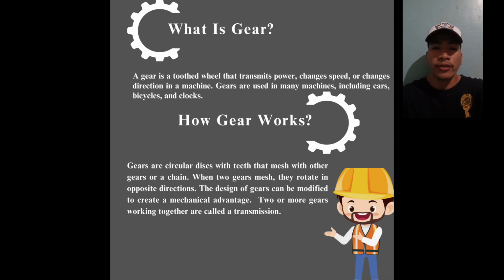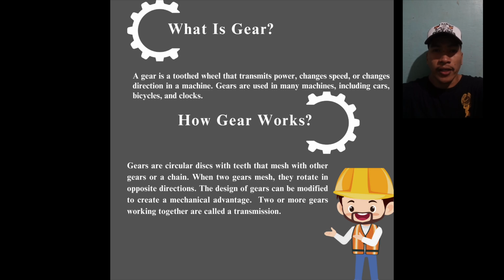How gears work. Gears are circular discs with teeth that mesh with other gears or a chain. When two gears mesh, they rotate in opposite directions. The design of gears can be modified to create a mechanical advantage. Two or more gears working together are called transmissions.